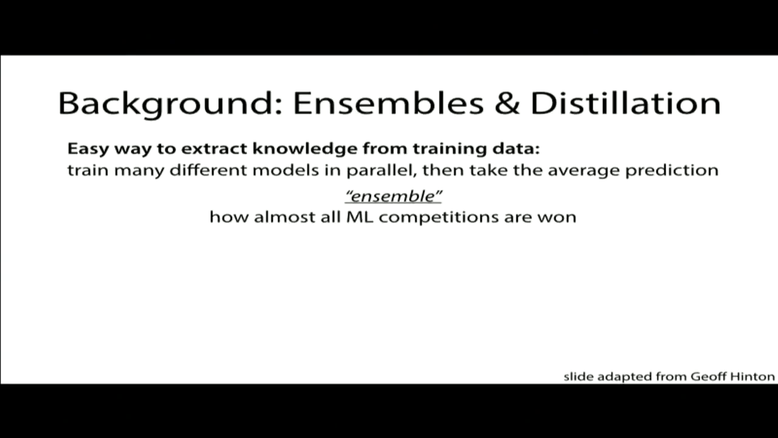And ensembling is really how almost all machine learning competitions are won, because a single model might not be good at labeling all of the images in a data set or recognizing all of the speech in a data set, but across different models with different random initializations and different architectures, they will be better at different types of tasks.